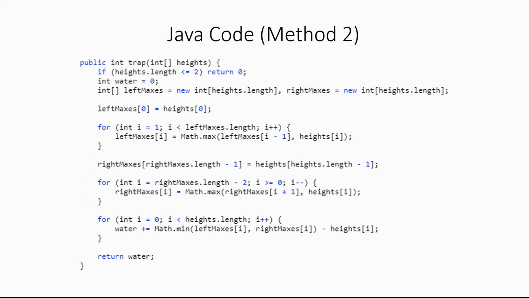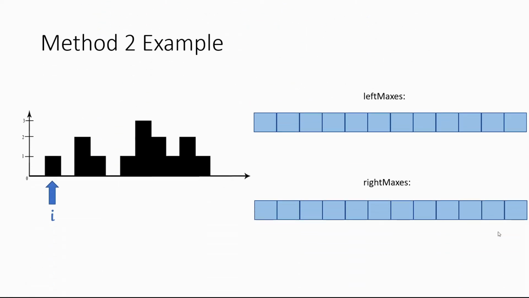After creating the two arrays, all we need to do is go through each position and apply the formula I mentioned above to the left maxes and right maxes at i. And again, let's go through an example to show how this algorithm works. First, let's start with the left maxes. In step 1, we have to initialize the first one to the height at 0, which in this case is 0 over here. And we have to follow through with step 2 for the rest of the array.